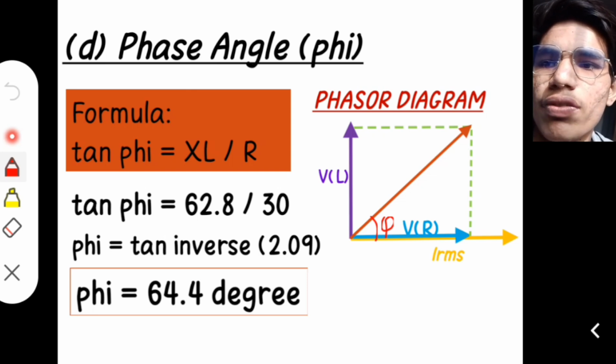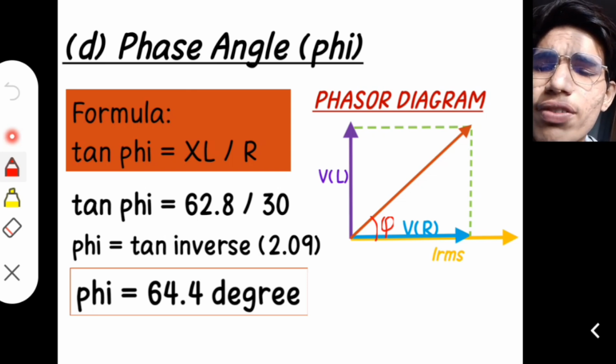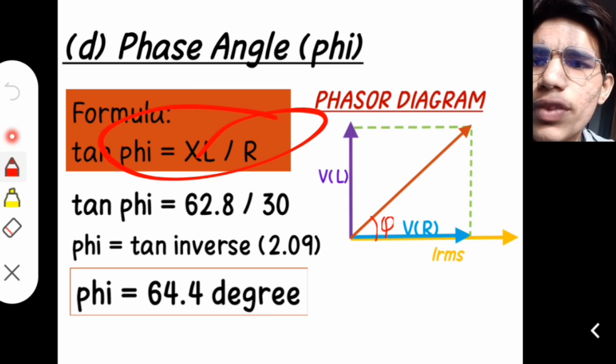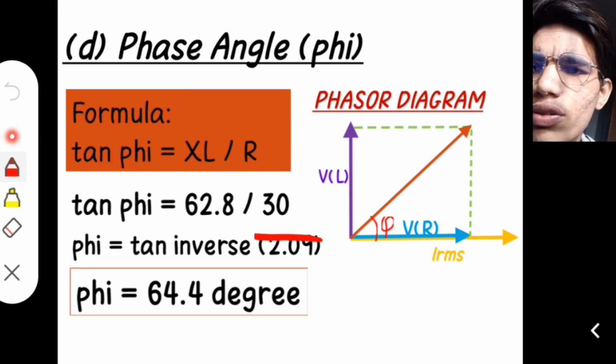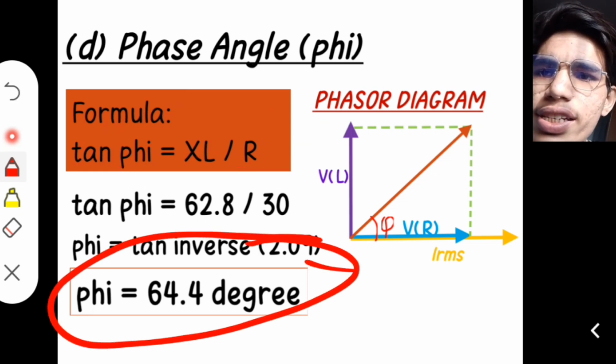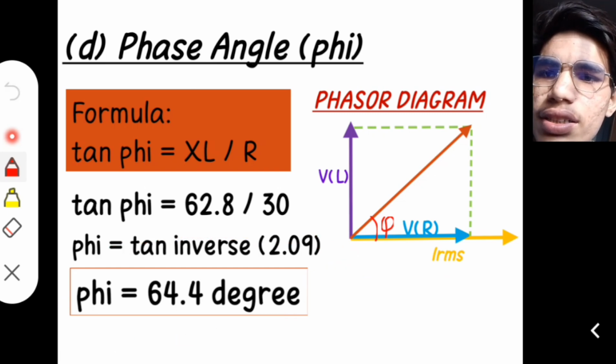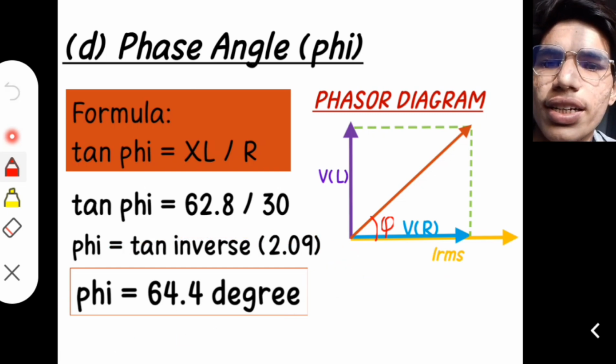On putting the value in tan phi is equal to XL by R, we get phi is equal to 64.4 degree, and this is the phase angle. So question number D is done. Let's see question number E.